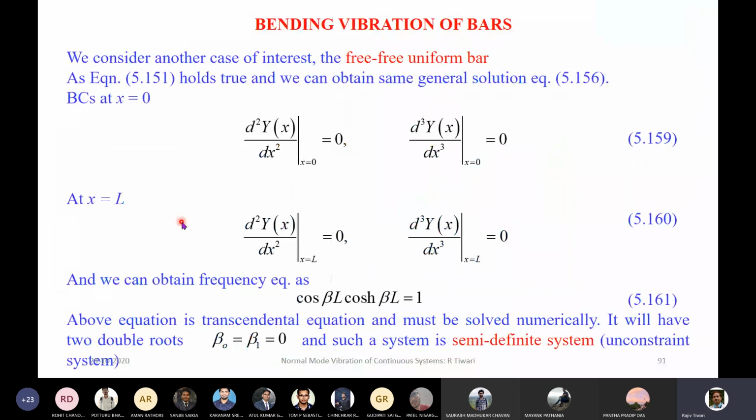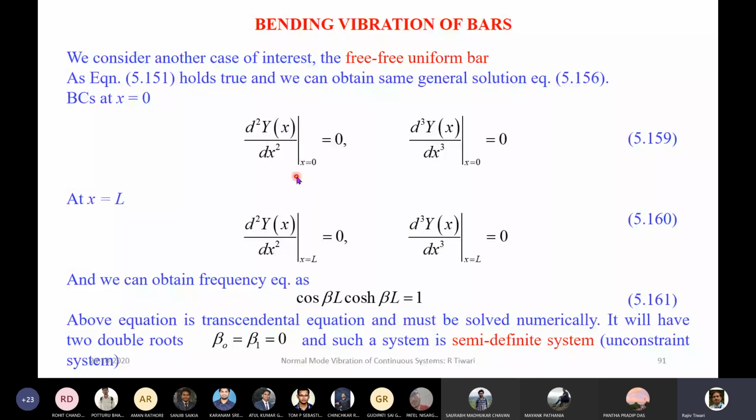Now I'll take up another example of the bending of beam case in which the boundary conditions are different. Here both ends of the beam are free. So both ends are free. That means at x equal to 0, bending moment will be 0, shear force will be 0. Similarly, at the other free end, at x equal to L, the same boundary conditions will be there. So these are the 4 boundary conditions.